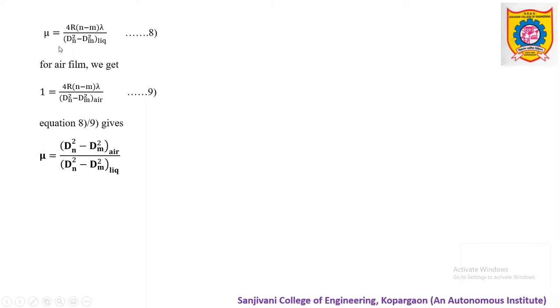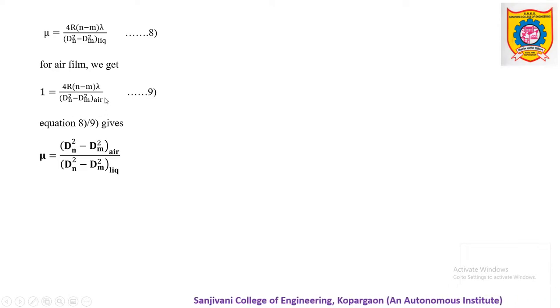After taking the division, we have 4R(n minus m) lambda upon dn square minus dm square in liquid, divided by this entire term. So 4R(n minus m) lambda is common, it cancels, and this difference is double divided, so it gets shifted to the numerator, and our desired formula becomes mu is equal to dn square minus dm square in air upon dn square minus dm square in liquid film. Using this formula we can determine mu, provided the nth and mth ring diameters.